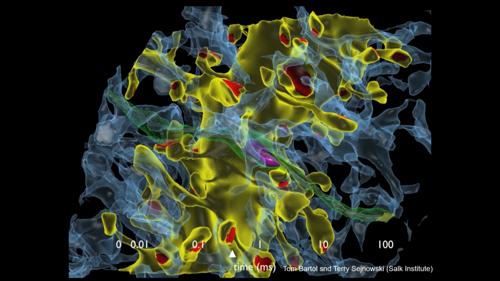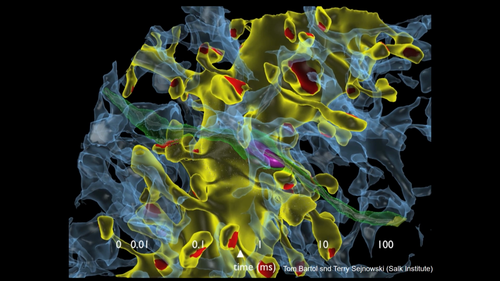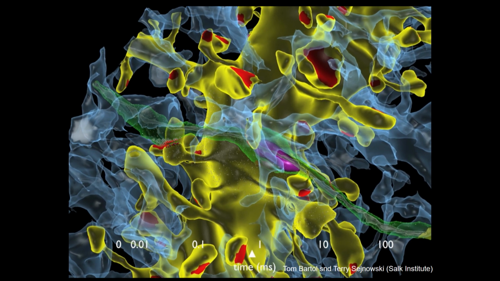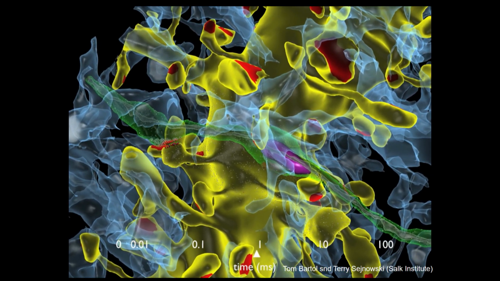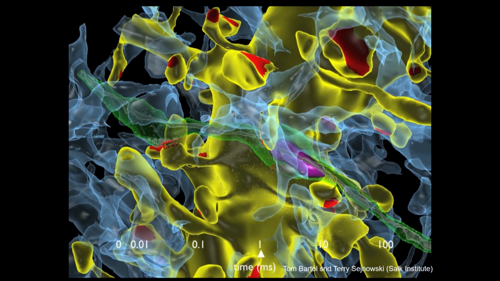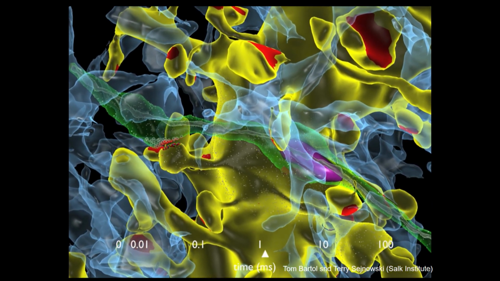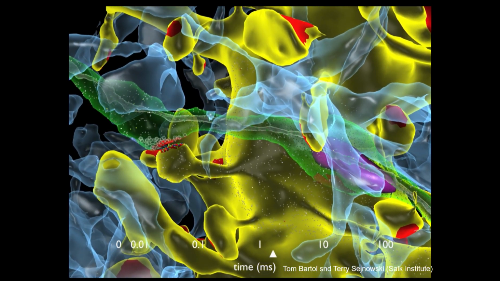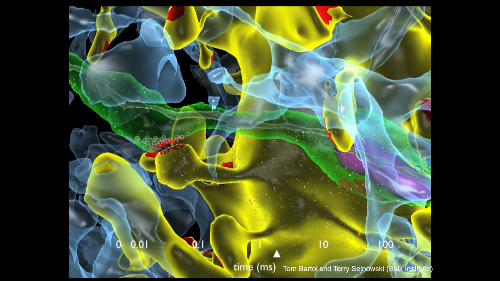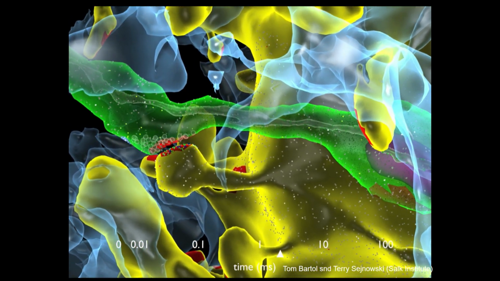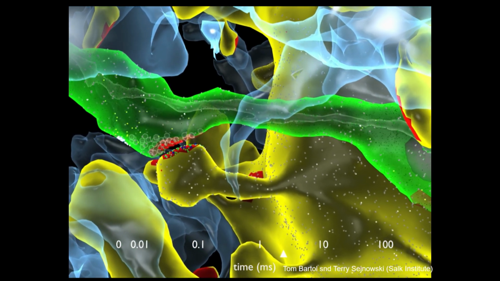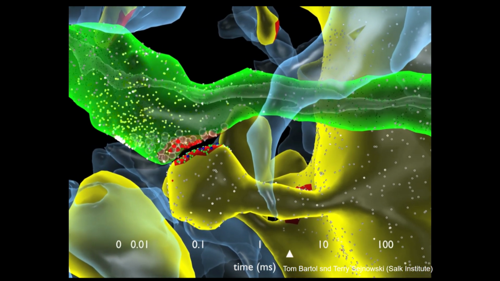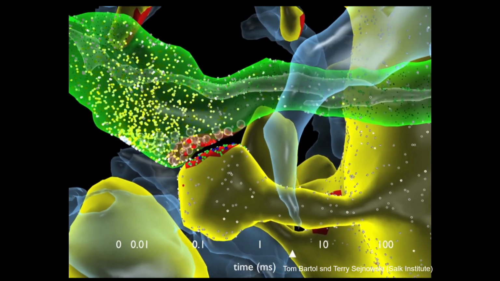This is a video from my colleague, Terry Sejnowski at the Salk Institute. Tom Bartol put this together. This is an actual reconstruction of a region of brain in rat cortex, showing you the dynamics and intricacies of what happens on a very quick time scale, as you can see on the bottom. What you're seeing here in green is an axon, in yellow a neuron, a dendrite, where it's juxtaposed to the axon, in red the postsynaptic density, and where the presynaptic terminal is meeting that.